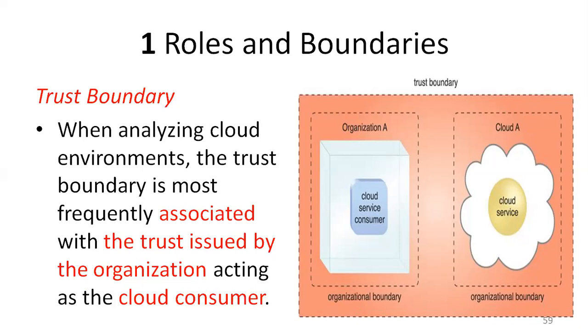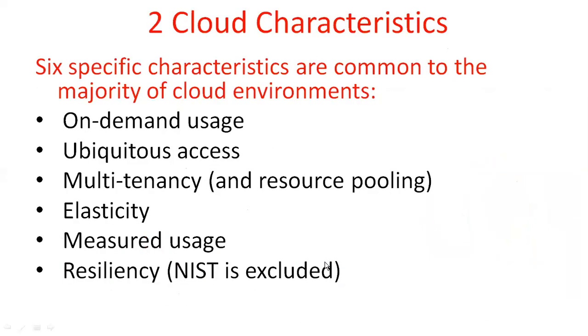Here that is the information, the entire boundary, the outside boundary in this case is a trust boundary. Coming to the characteristics of cloud computing, you have 6 different characteristics for cloud computing. What are the cloud characteristics here?